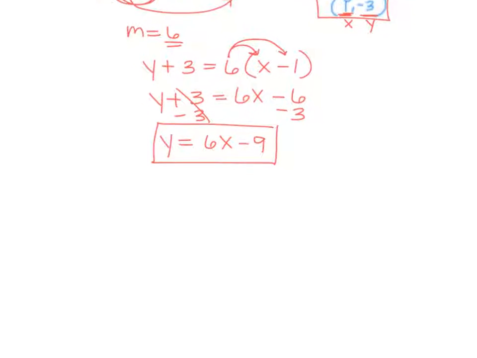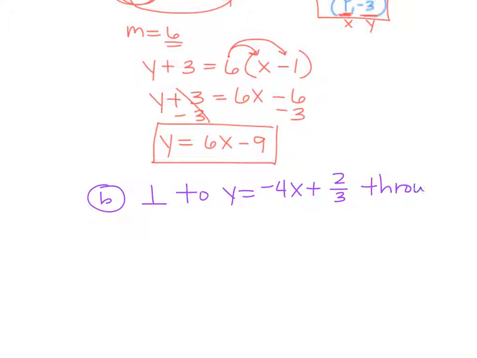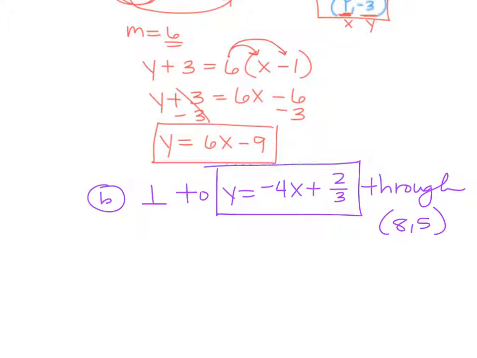But what if we want the perpendicular? So I want perpendicular to y equals -4x plus 2/3 through the point (8, 5). Okay, how do I make it perpendicular to this?